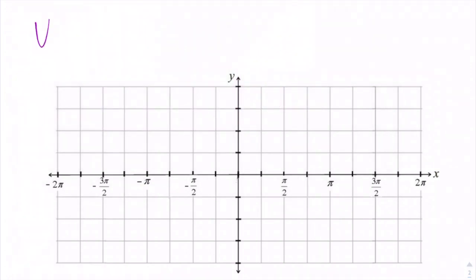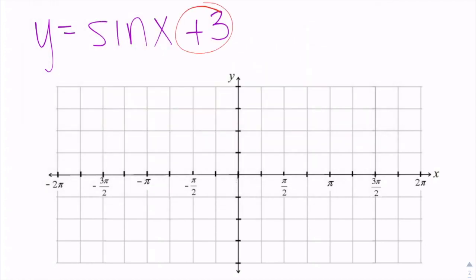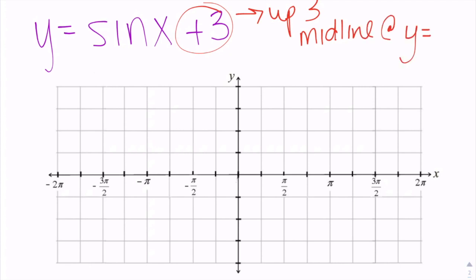Next we're going to look at y equals sine of x plus 3. This plus 3 means that we're going to move up 3. If you remember from yesterday, that means that we have a midline at y equals 3. I'm going to draw our new midline up at y equals 3.